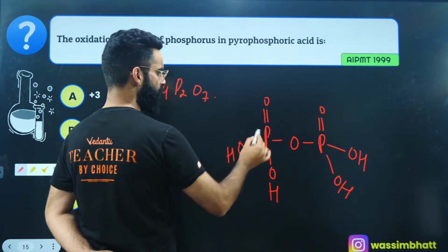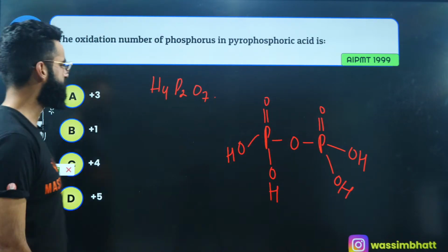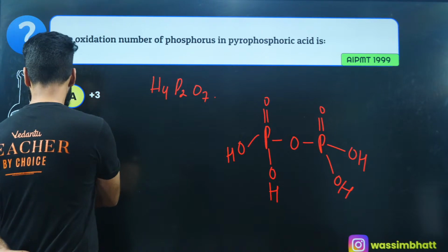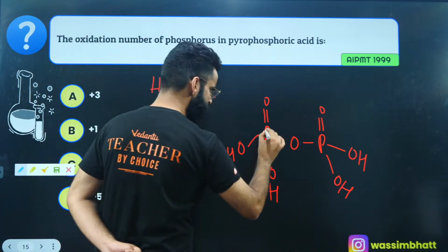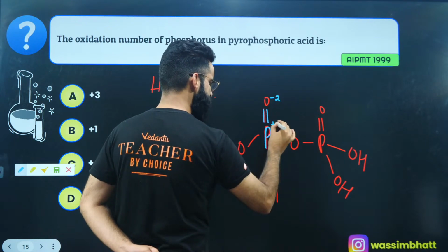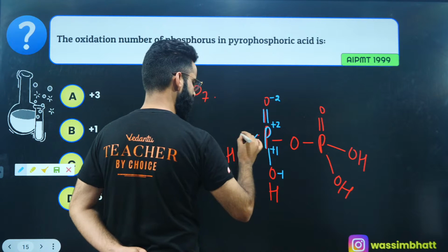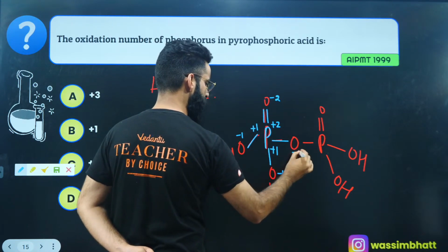This is H4P2O7, right? Let's get to know the oxidation state of phosphorus over here. Understand properly. If you look at this phosphorus, it is P double bond O. Oxygen will carry minus 2 charge, phosphorus will carry plus 2. Due to this single bond, minus 1, plus 1. Due to this single bond, minus 1, plus 1. Due to this single bond, minus 1, plus 1.